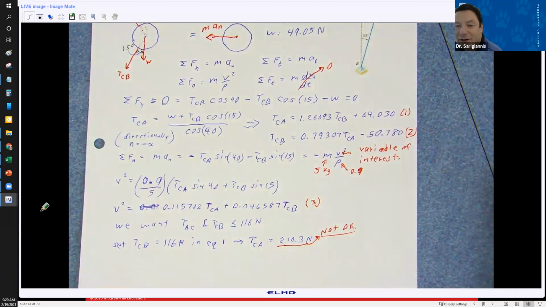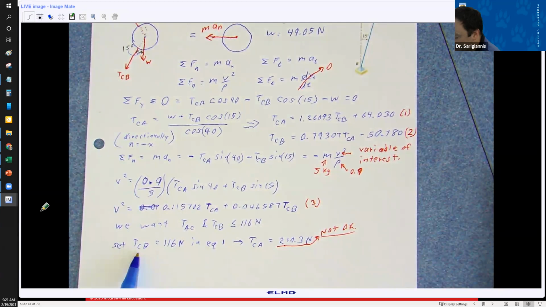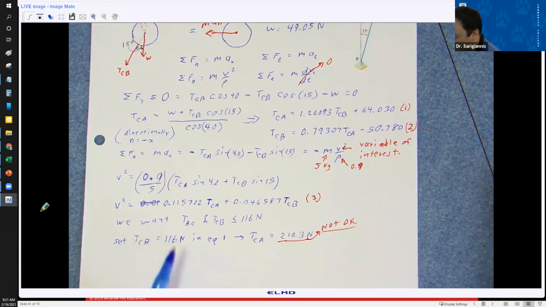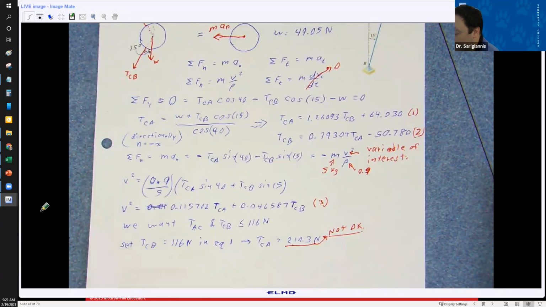So all I'm looking at here, this is why I wrote them out like this. I'm looking for if one of these is whatever, right? What is the tension of the other one? And these are the limiting cases. TCB is 116 newtons. That would be the maximum tension allowed in either of those strands, right?